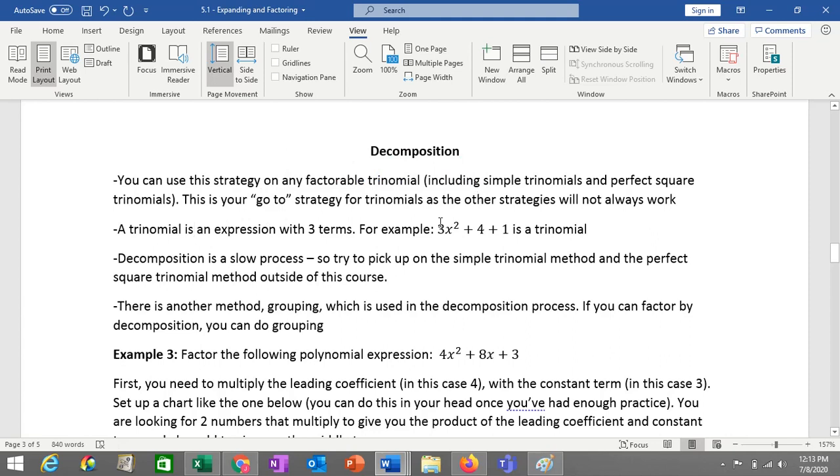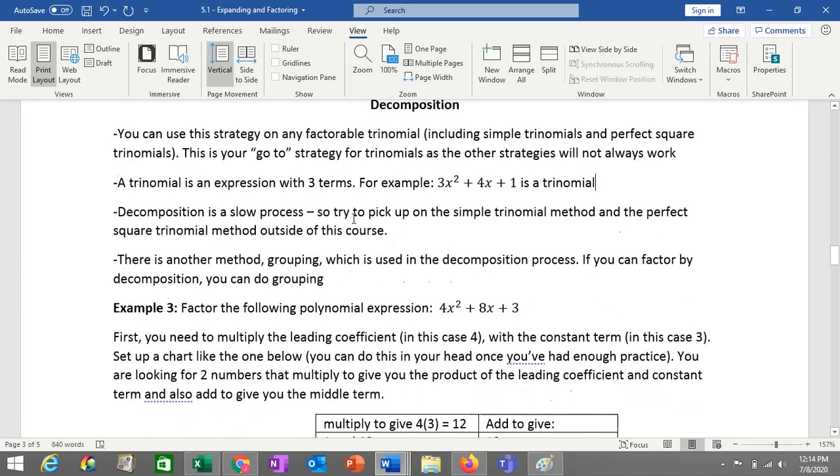What do we mean by trinomial? We mean we have three terms, so 3x squared plus 4x plus 1. That's a trinomial. You have three terms that are different, right? You can't add them or combine them, so that's a trinomial. As we said, decomposition is a slow process, so try to pick up on these other methods outside of this course to make your math a little bit easier.